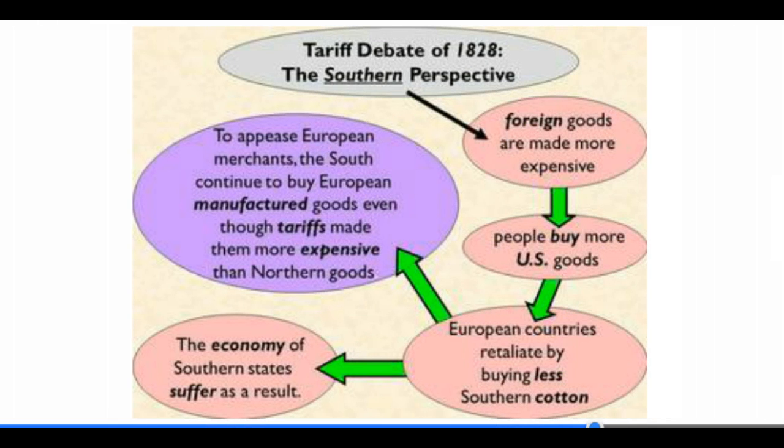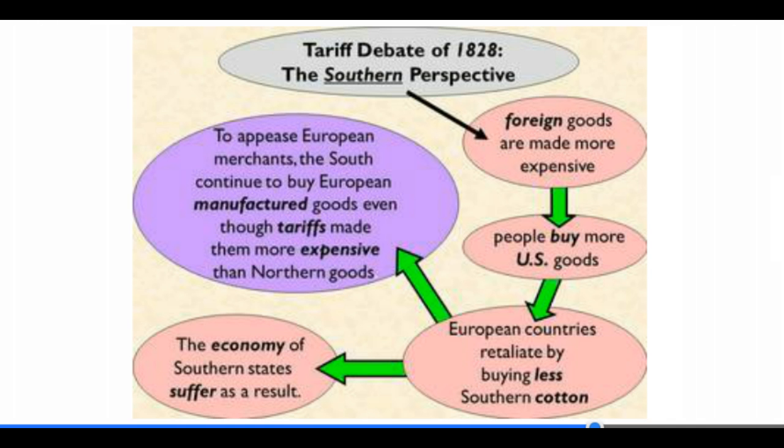However, when we take a look at the southern perspective of the tariff, we do see that foreign goods are made more expensive and people are going to buy more U.S. goods. What we see here that's of concern to Southerners is the third bubble down, where European countries are going to retaliate by buying less Southern cotton. In other words, if we're going to tax their goods coming into the United States, those countries, namely Britain in this case, are going to turn around and tax our goods entering Britain, which was significantly Southern cotton. So this was going to make Southern cotton more expensive in Britain, and in theory, British merchants would look for other countries from which to buy their cotton.